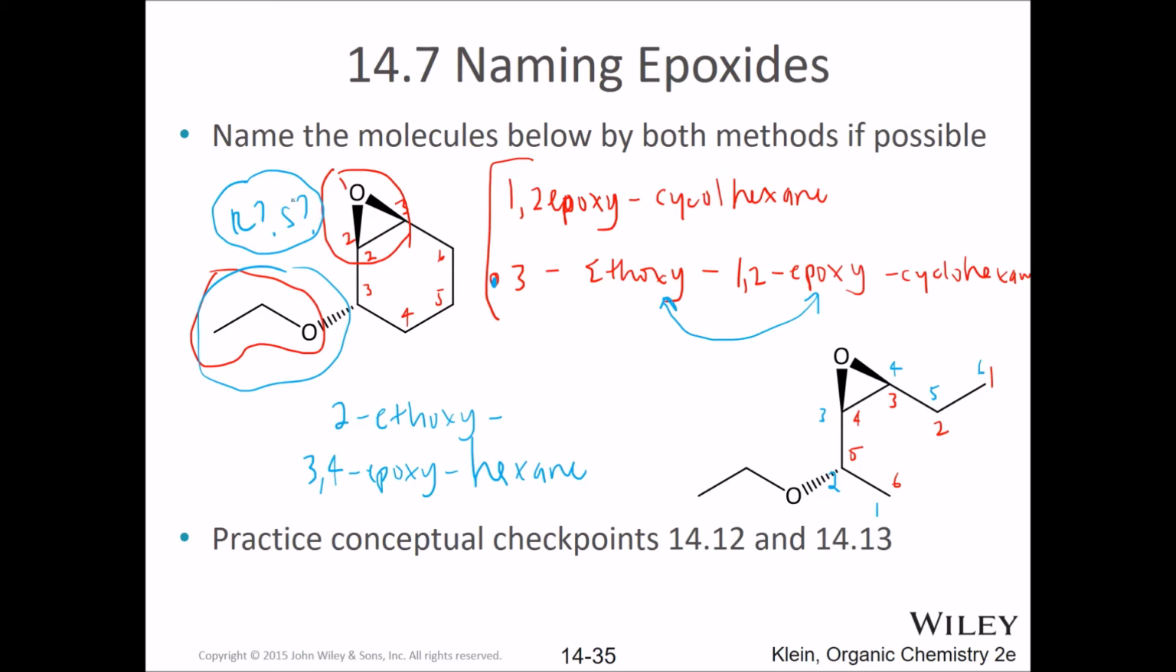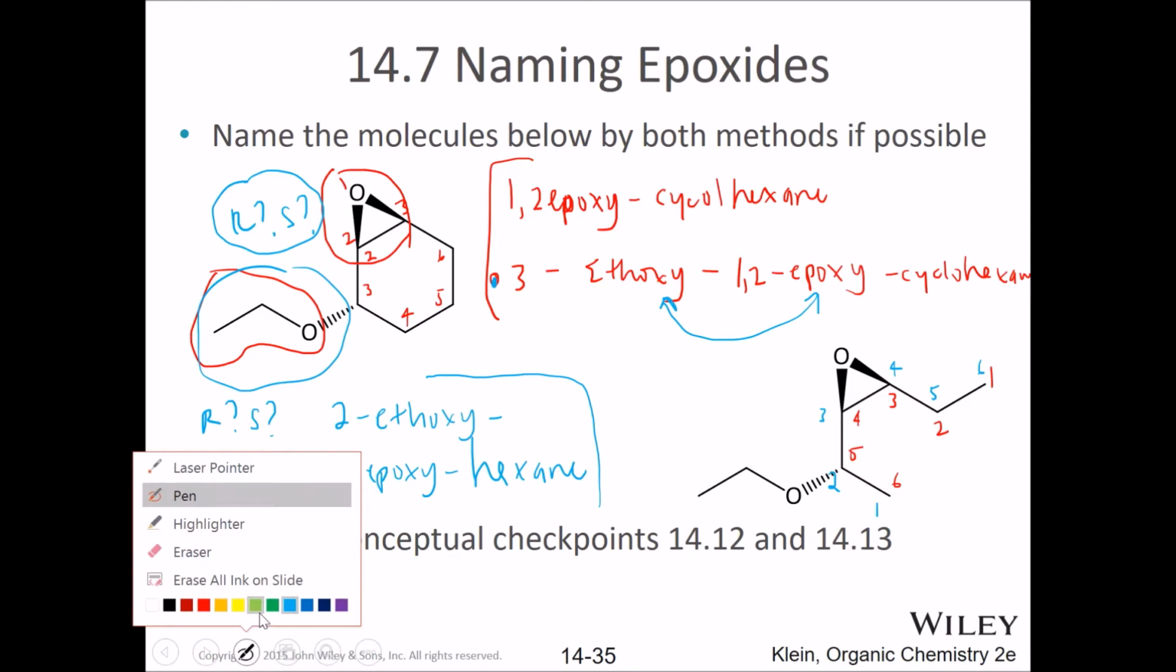Okay, what about this one here? This is also going to be an R or S, right? But otherwise, I've got everything named. So this is going to be R or S, 3, 4 epoxy, 2 ethoxy, hexane. Wow, okay. But this one we can name with the other method. We can name this as an oxyran, right?